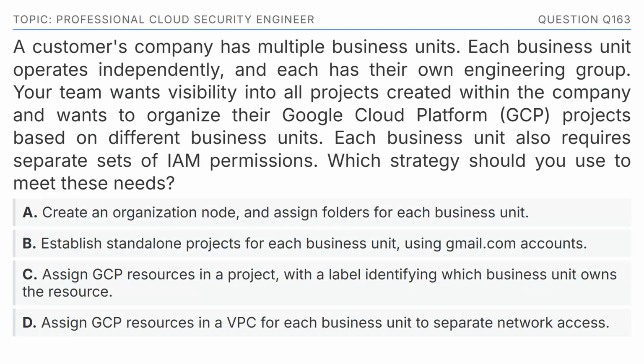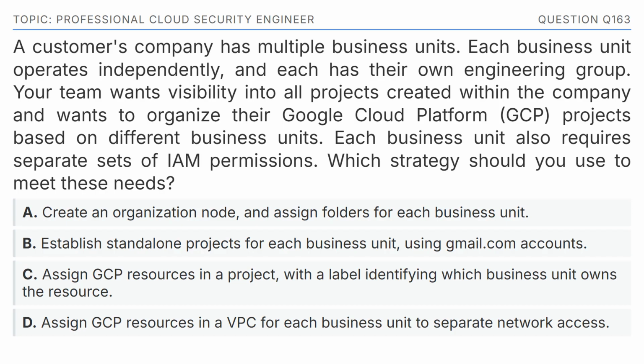A customer's company has multiple business units. Each business unit operates independently, and each has their own engineering group. Your team wants visibility into all projects created within the company and wants to organize their Google Cloud Platform, GCP, projects based on different business units. Each business unit also requires separate sets of IAM permissions. Which strategy should you use to meet these needs?